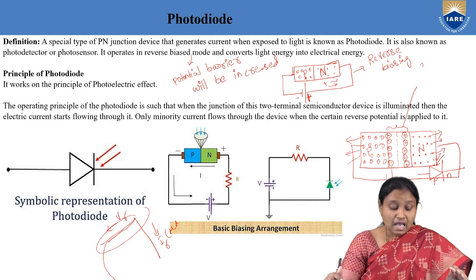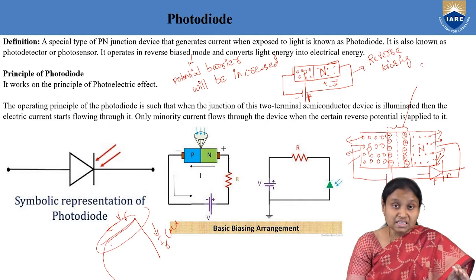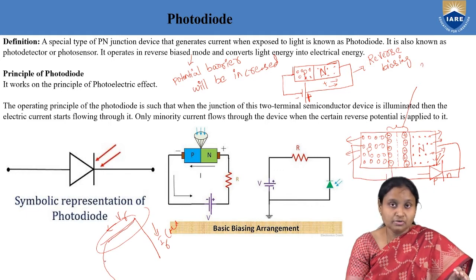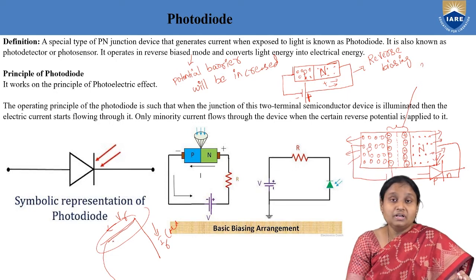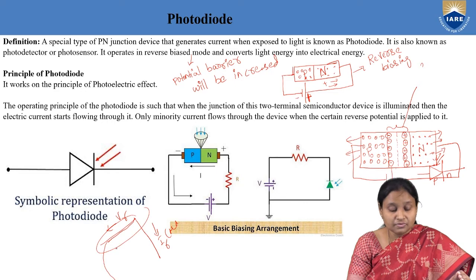But in a photodiode, what we are doing here is also taking our reverse bias diode, and our intention is to increase the reverse current. And how are we trying to increase the reverse current? By exposing our reverse bias diode to light. That is what we are going to get.